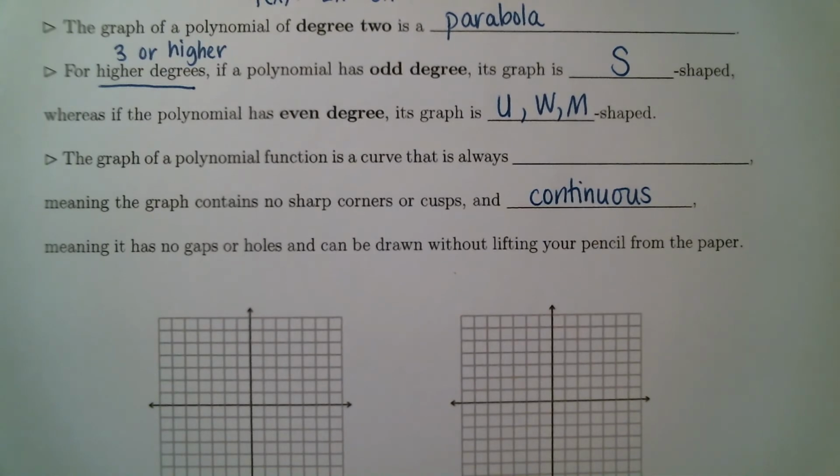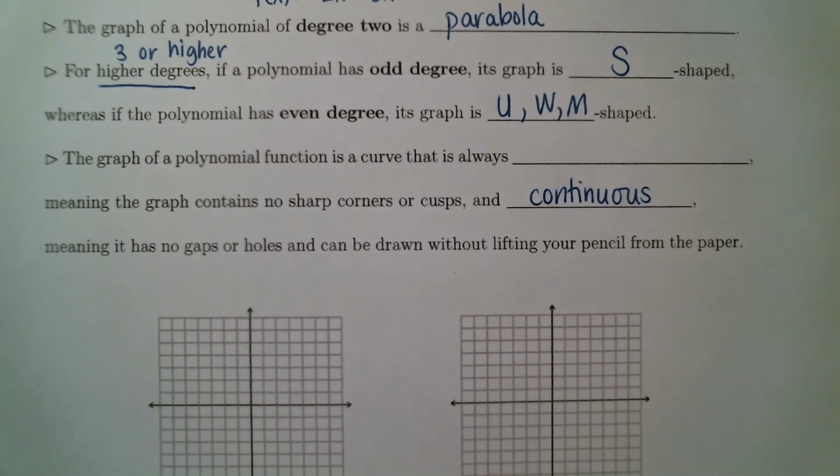A lot of times when you have a piecewise function, you start with one rule and then you have to lift your pencil to go draw the second rule out, and so that voids the continuity there. But polynomials will always be continuous. You can draw them without picking up your pencil. So many piecewise functions are not polynomials because they are not continuous everywhere.